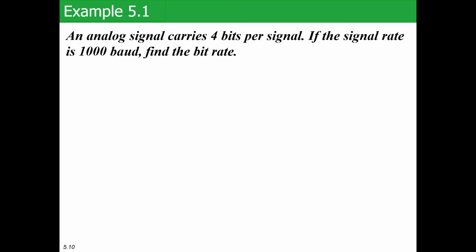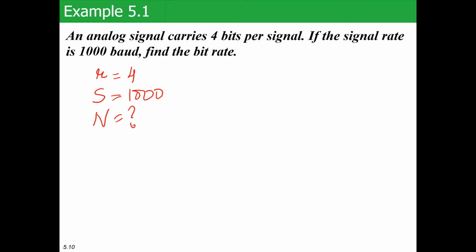So what we need to do is, we have bits per signal R equals 4. This is your 4 bits per signal. Signal rate is 1000 baud. Find the bit rate n.